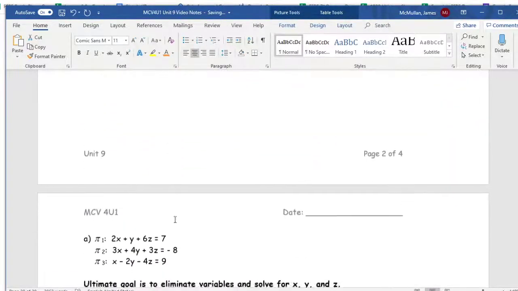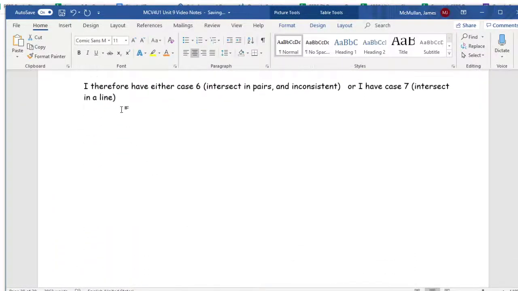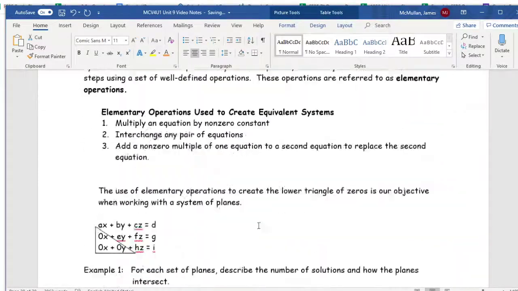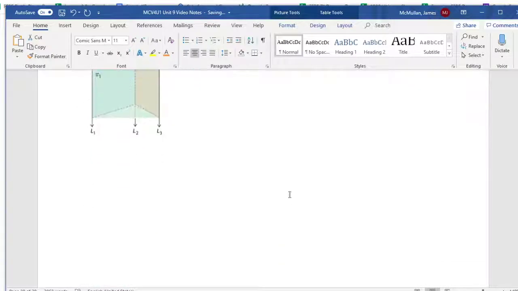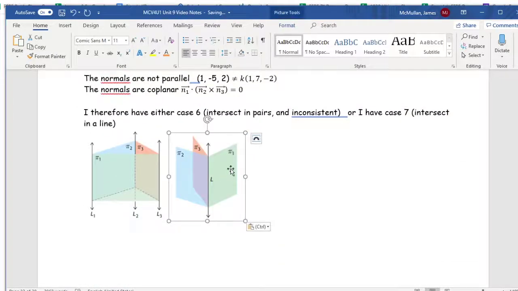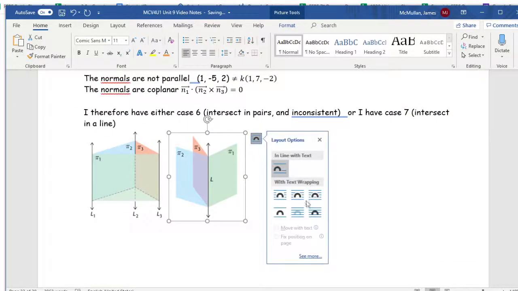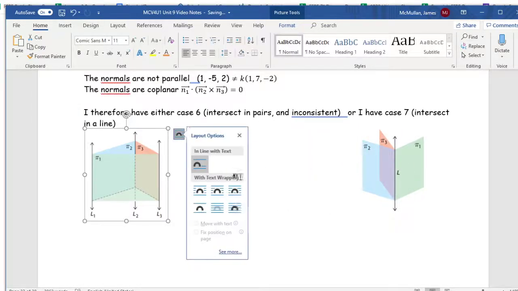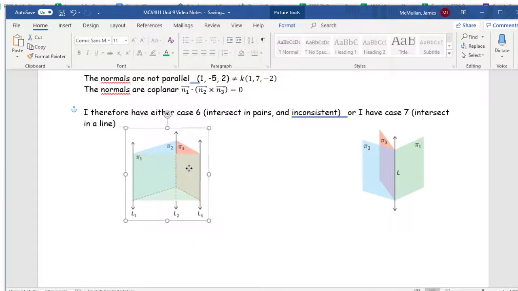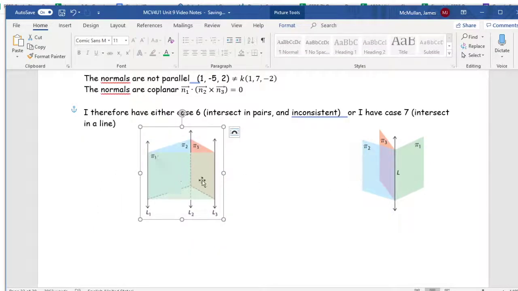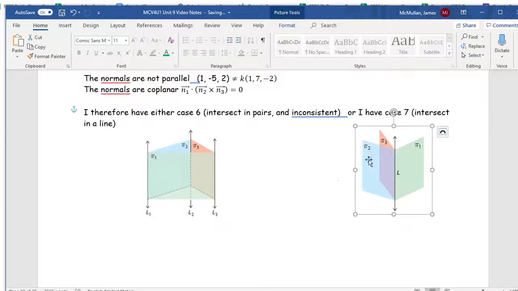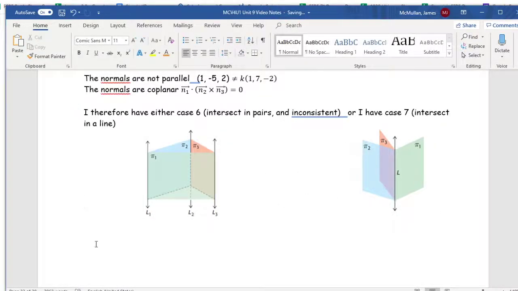Again, just for the sake of training, I know you're not used to these yet, you don't recognize them, so let's just copy paste these and bring them down here so I can discuss this a little bit further. So I know I'm expecting one of these two as my answer at this point. Either they intersect in a straight line with infinite solutions, or they don't intersect all at the same point. So this is case 6 here. This is case 7. Okay. So how do I tell the difference between these two?